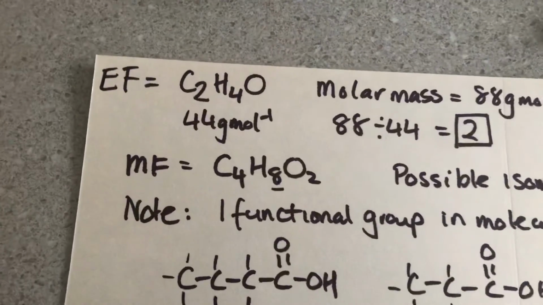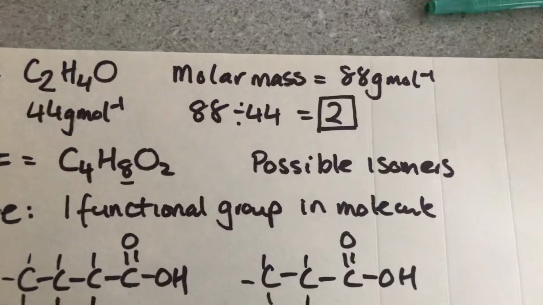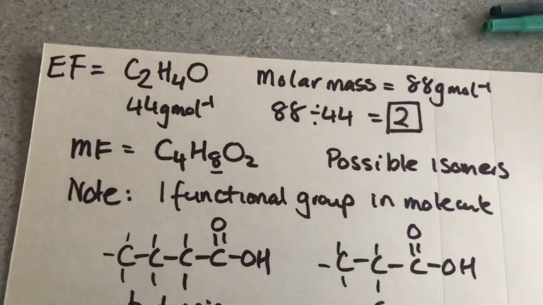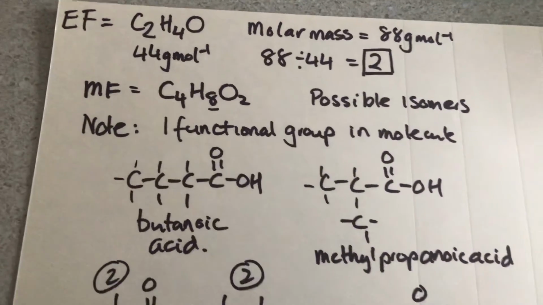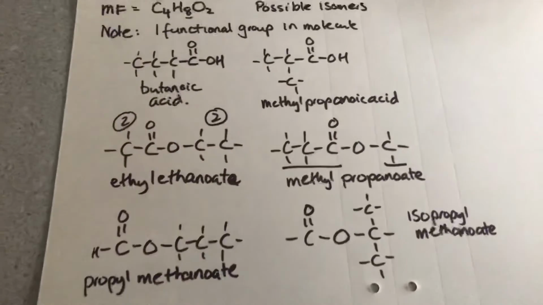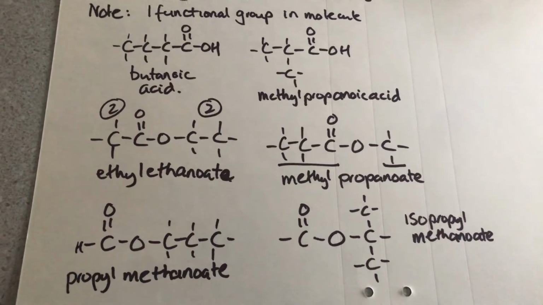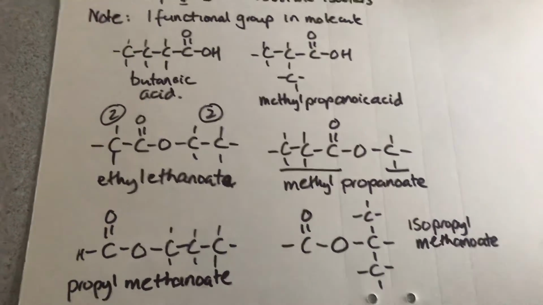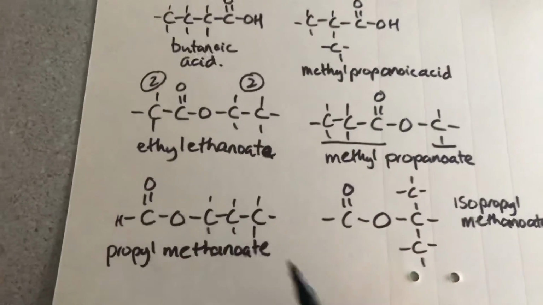Okay, so let's just recap. We started with an empirical formula of C2H4O, a molar mass of 88. We worked out that we had to multiply that by 2 to get the molecular formula, and we found 1, 2, 3, 4, 5, 6 possible isomers, each of them with only one functional group. Remember, you'll only be getting one functional group. These 2 carboxylic acids, these 4 esters.